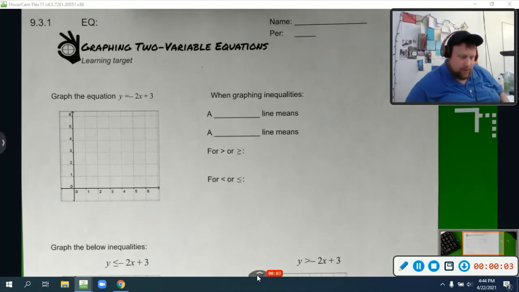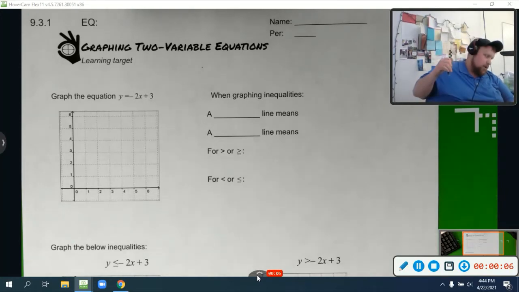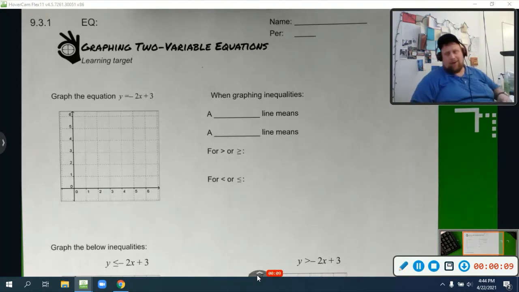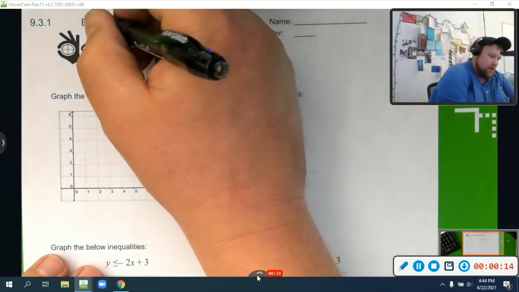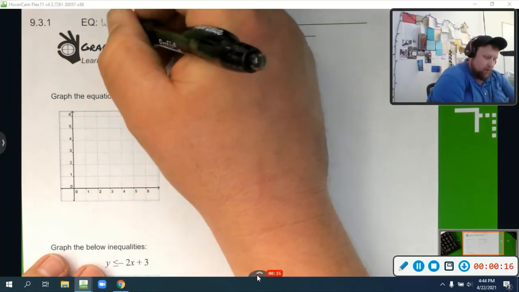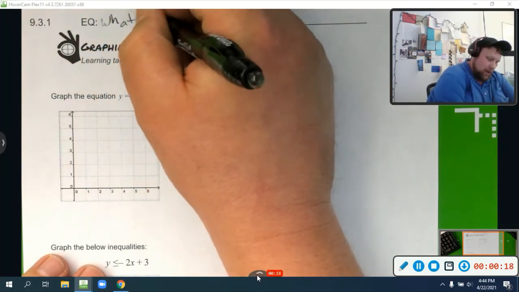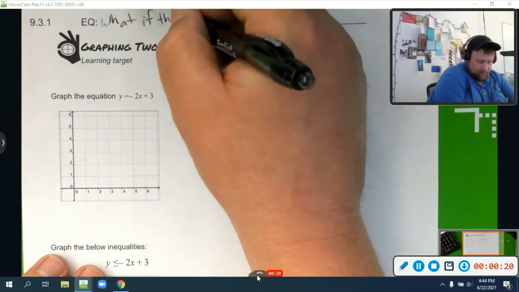All right, let's do this today. We're on 9.3.1, and what is our EQ? It is, what if the inequality has two variables?